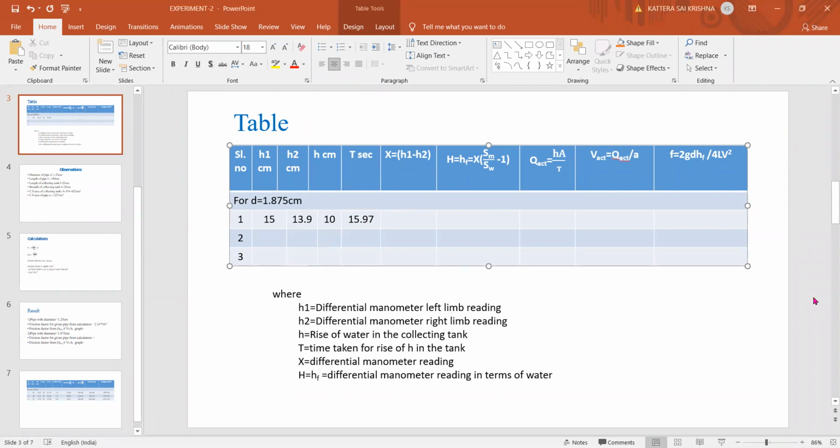What you'll get here? Next, for the second table.